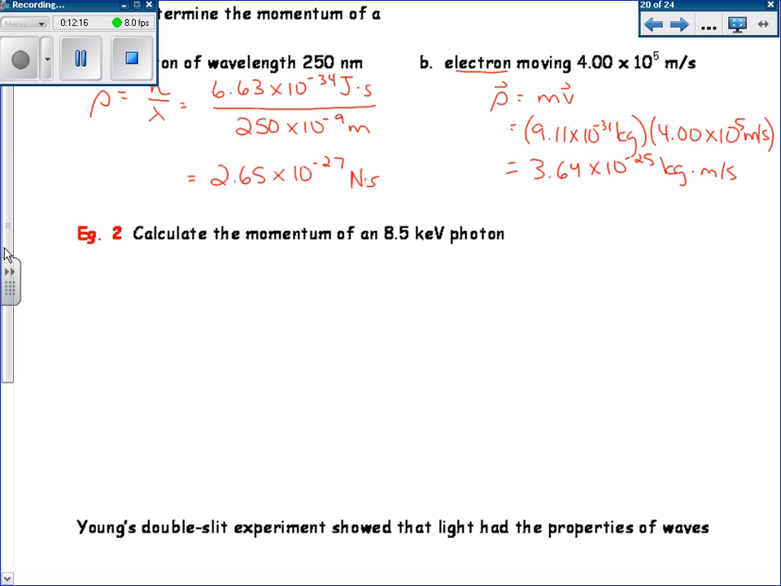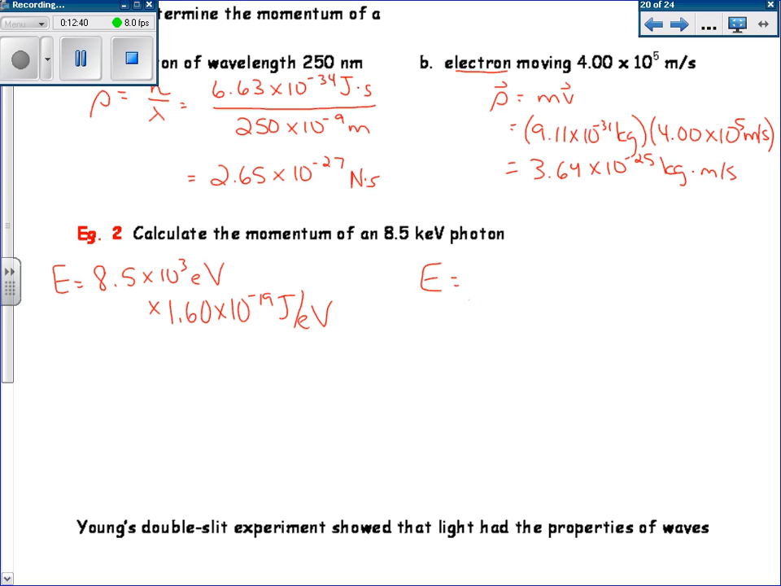Calculate the momentum of an 8.5 kilo-electron volt photon. So energy here is 8.5 times 10 to the 3 electron volts. We need to get that in joules, so we're going to multiply it by 1.60 times 10 to the negative 19 joules per electron volt. And I'll do that when I put it into the formula.